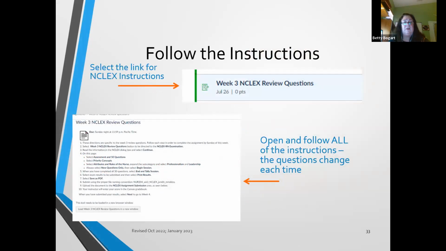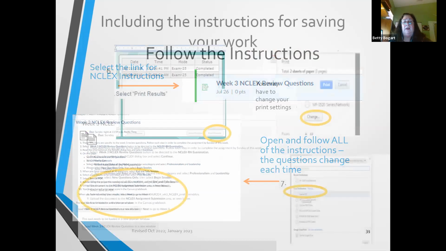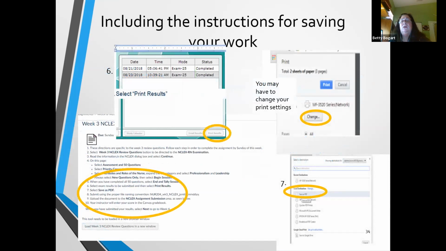So you go into NCLEX questions, it's going to tell you what it's due, what we want to have it on, and you need to take and save it and then post it up into the modules, okay?